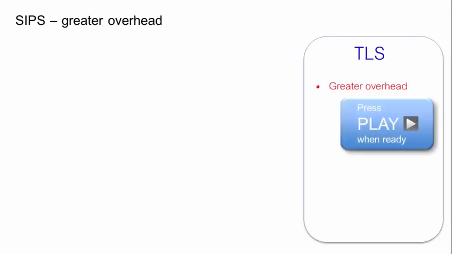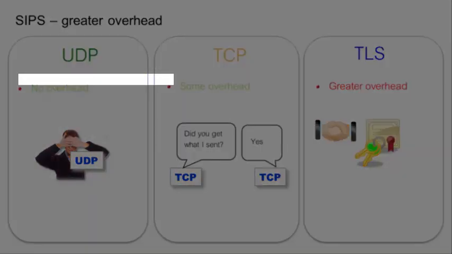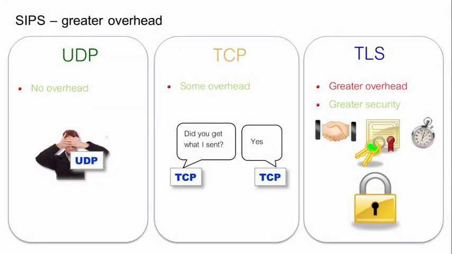But security comes at a price. TLS requires a greater overhead compared to TCP or UDP. TLS needs a handshake exchange of certificates and keys just to set up the secure connection, both things that take time. But the greater security offered by TLS is well worth the overhead, especially when communicating between trusted domains over an untrusted network. Neither UDP nor TCP offer any form of security at all.